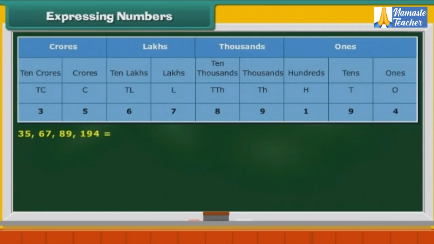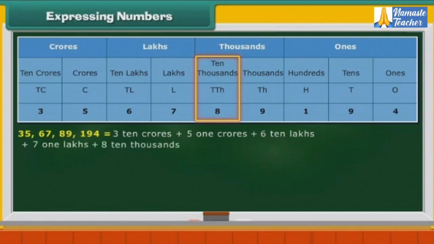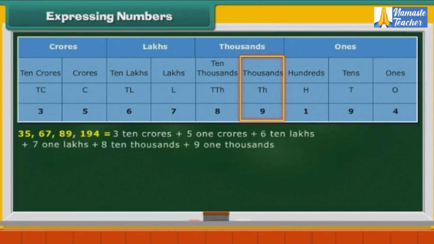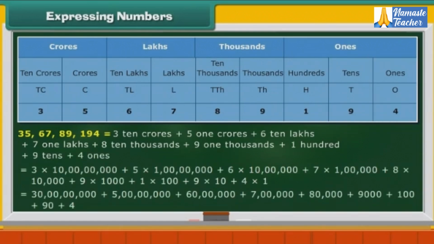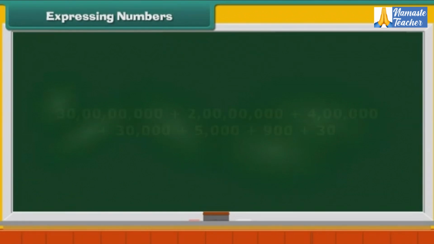35,67,89,194 may be expressed in expanded form as 30 crores plus 5 crores plus 60 lakhs plus 7 lakhs plus 80 thousands plus 9 thousands plus 100 plus 9 tens plus 4 ones. Take a look at this number expressed in expanded form.